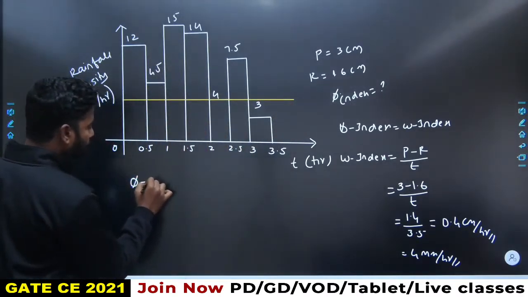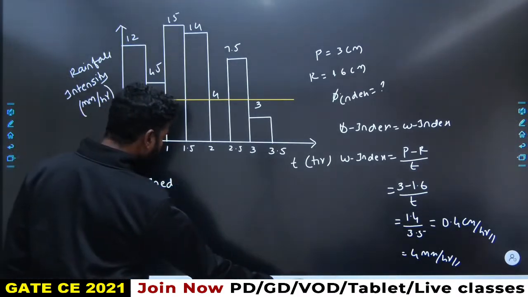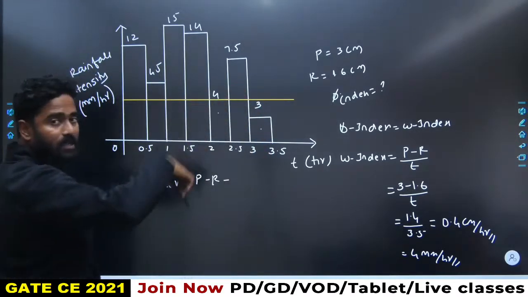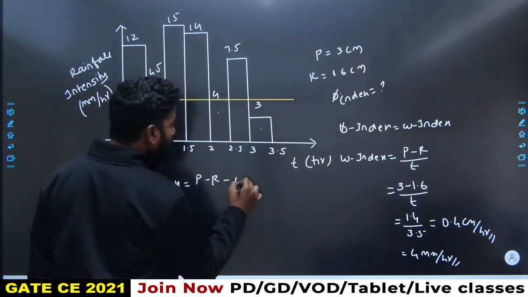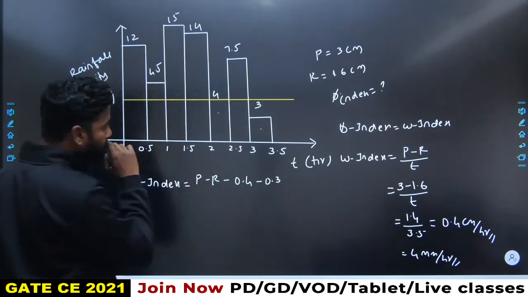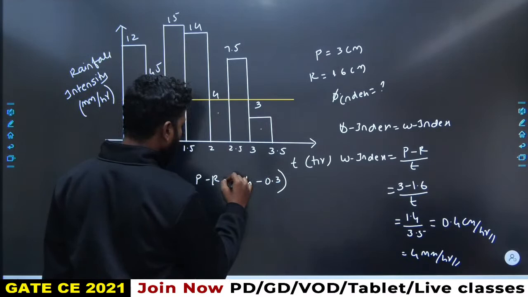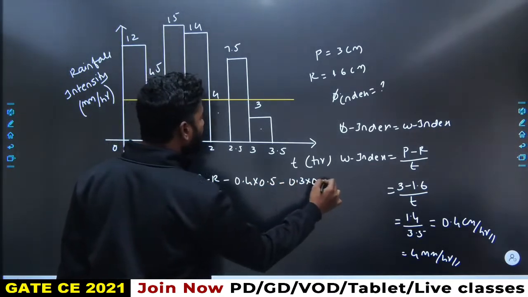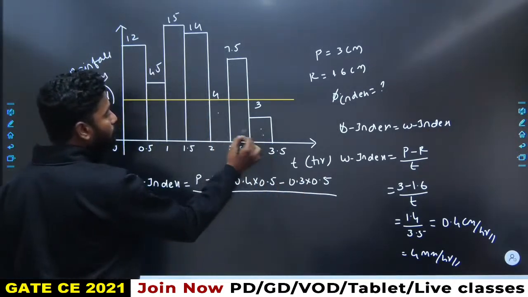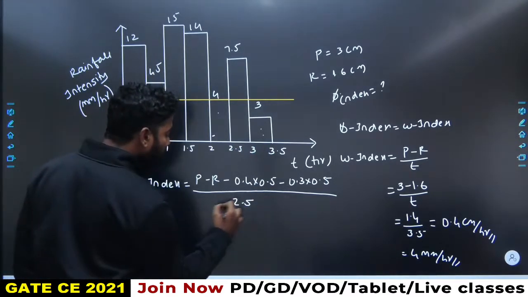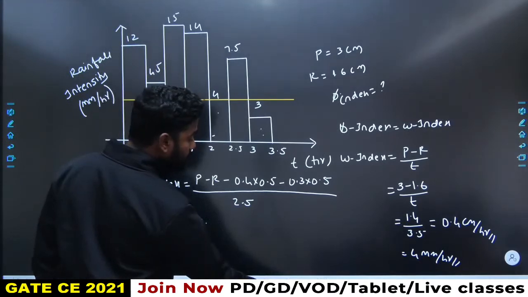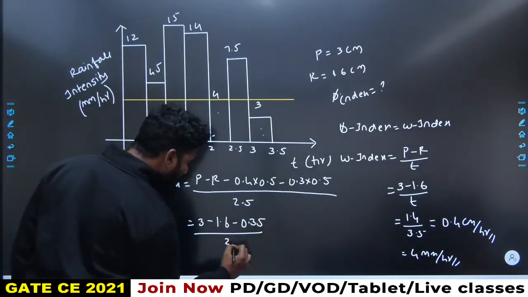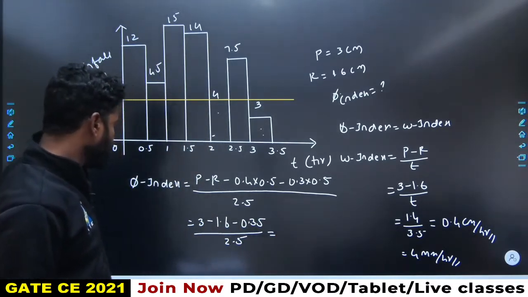So, in the next iteration, if you want to calculate phi index, it is P minus R minus, you will remove this one and this one because this is below this line. So, minus 0.4, that is 4 mm, minus 0.3, minus 0.4 into 0.5 minus 0.3 into 0.5 upon time period. Time period means you have to remove these two time periods, that is 1 hour you have to remove. So, this would be 2.5 hours, 3 minus 1.6 minus 0.7 by 2, that is 0.35, upon 2.5.